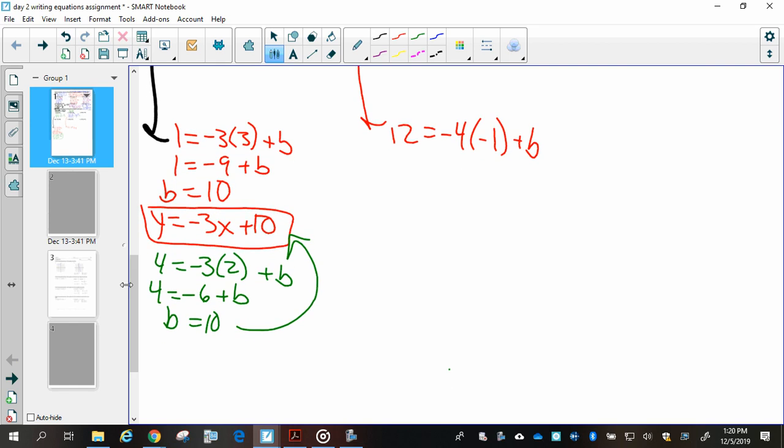Negative 4 times negative 1 is what? Positive 4. So what would B be? 3. You're not dividing, you're subtracting, so 8. What's your equation? Y equals what? Negative 4x plus 8. Yes.